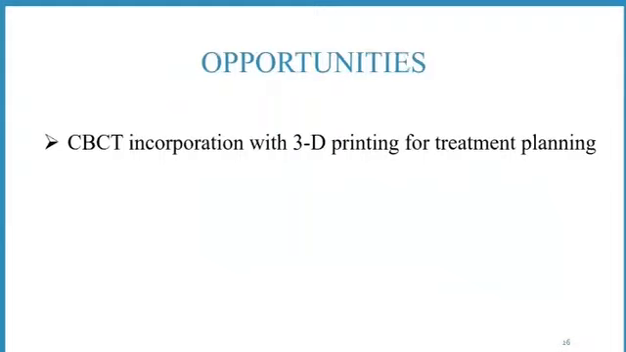Opportunities, we can incorporate a CBCT with a 3D printing for treatment planning that can be very useful in the department.